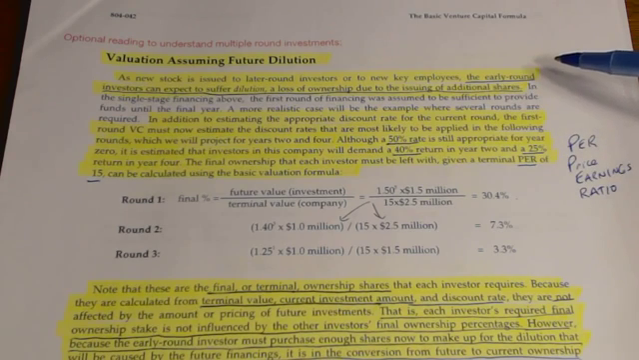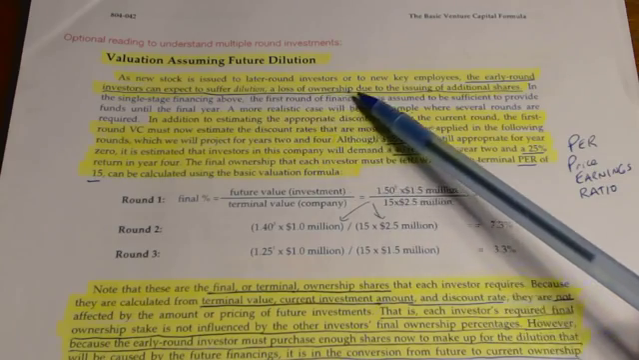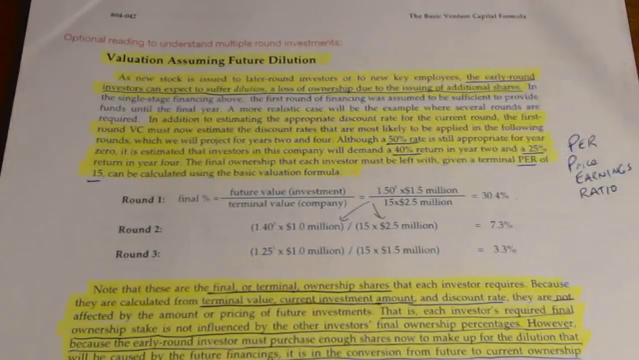So let's just read through this. As new stock is issued to later round investors or new employees, the early round investors can expect to suffer dilution, which is a loss of ownership due to the issuing of additional shares. In the single stage financing shown in the earlier pages, the first round of financing was assumed to be sufficient until the final year, which was the fifth year. So in that first example, the guy was buying at 30.4% and he was going to end up with 30.4% because there was no financing after the first round.